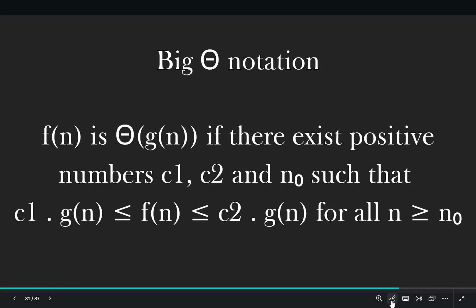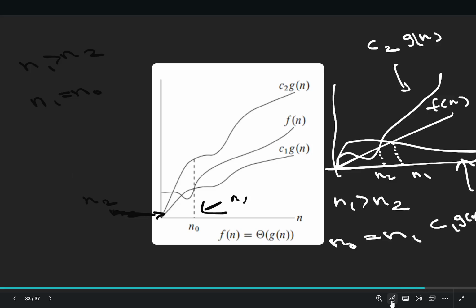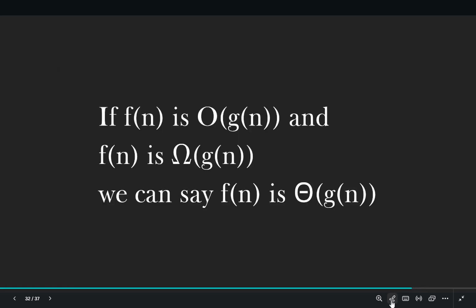So that's big theta. What big theta requires is that there should be a Gn function such that once you multiply it by C2, it is above Fn after a particular n naught value, and once you multiply that same Gn function by a C1 value, it is less than Fn. If so, we say Fn is big theta of Gn.